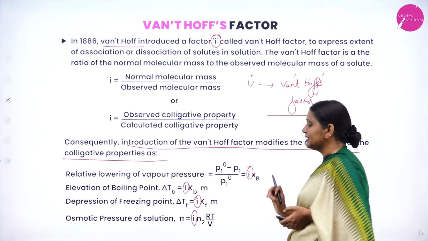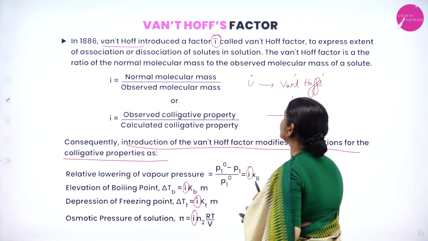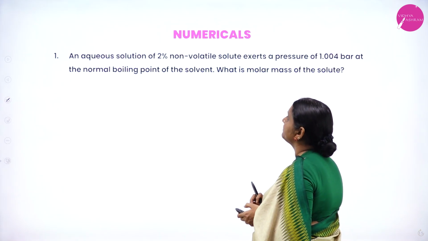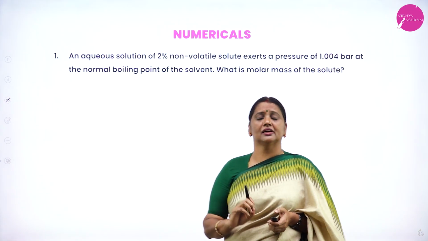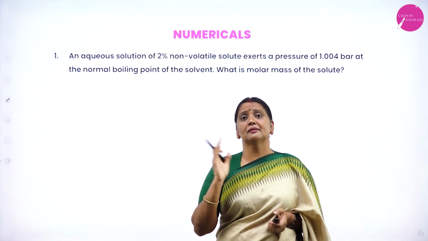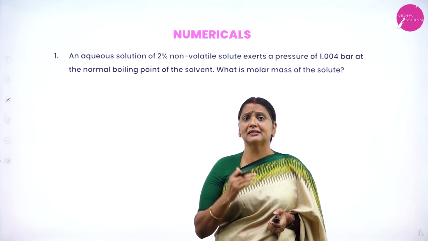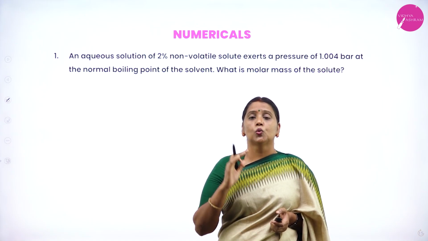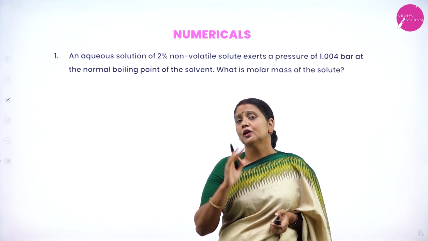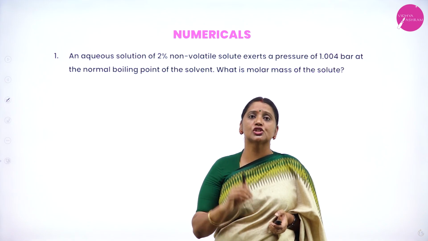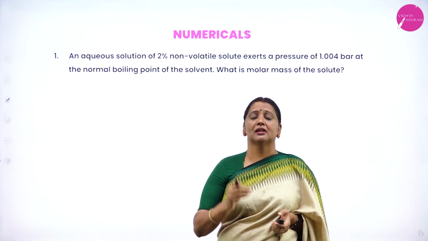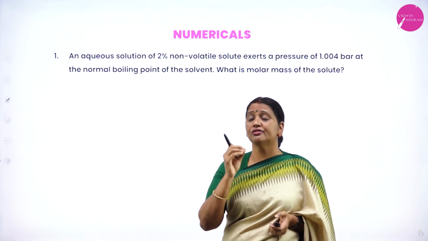What is i? i is the Van 't Hoff factor. Okay. So, i can be multiplied when? It can be multiplied when the solute is dissociable as well as associable. What is i? i is the Van 't Hoff factor.